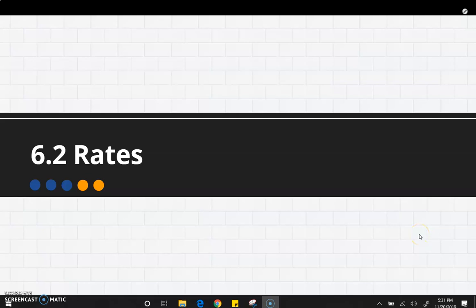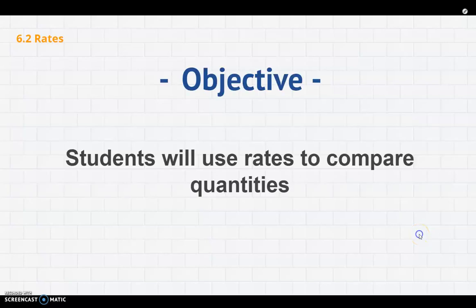Hello and welcome to 6.2. We're talking about rates today. So your objective is that students will use rates to compare quantities.